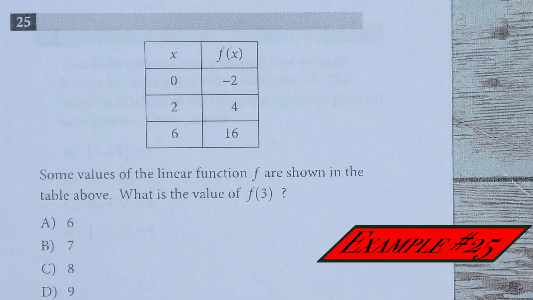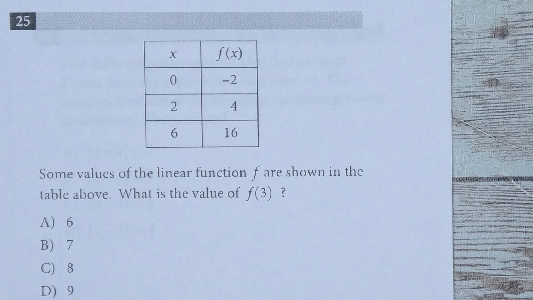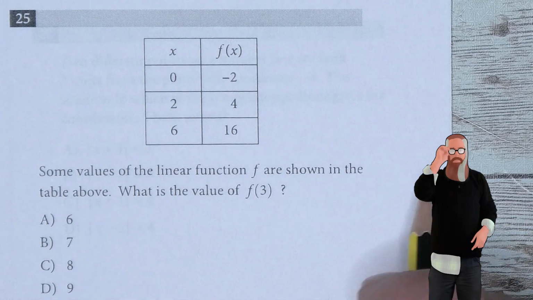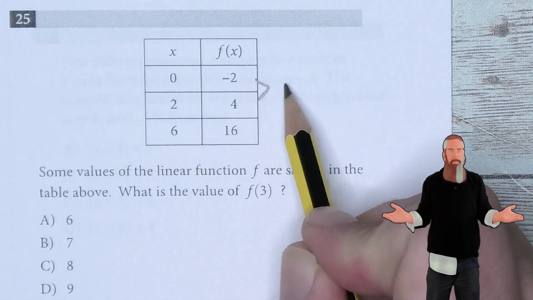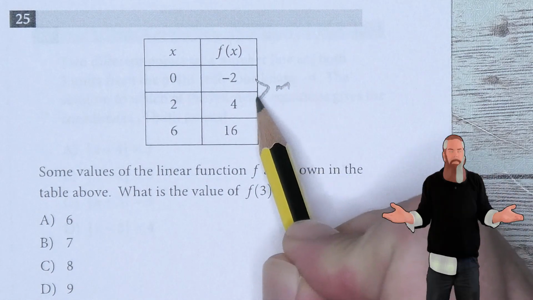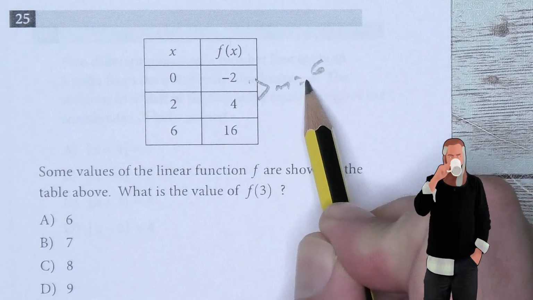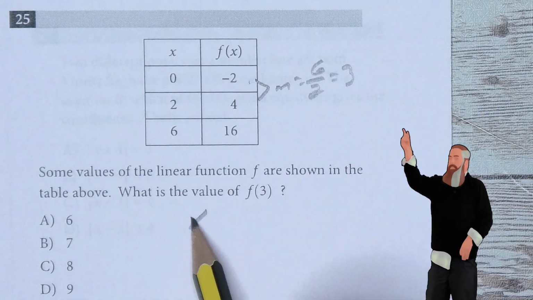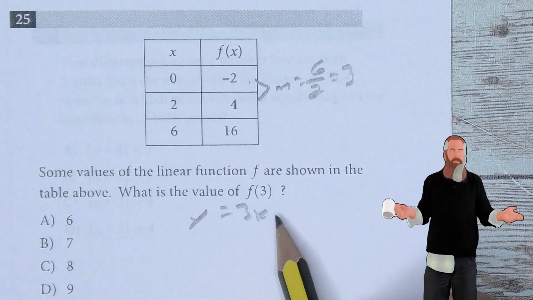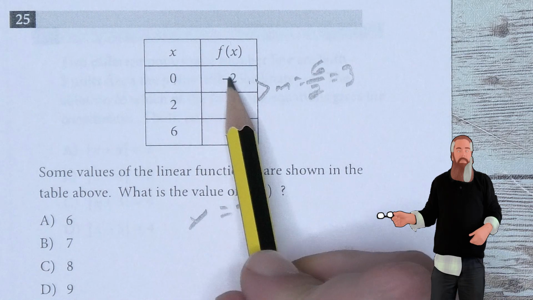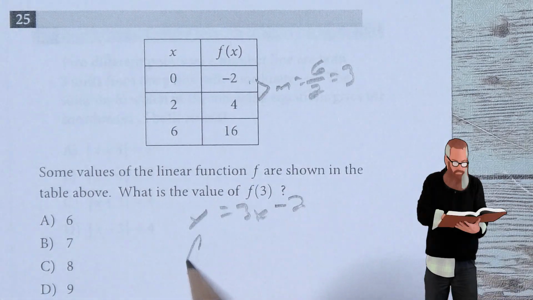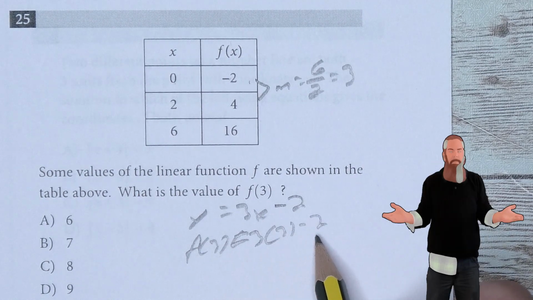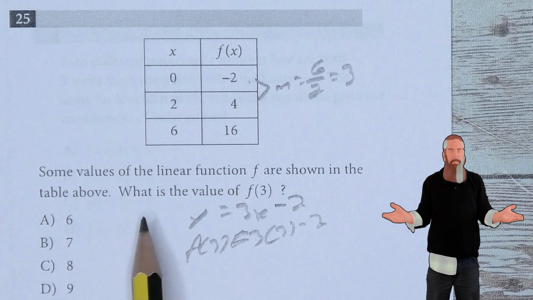Some values of the linear function f are shown in the table above. What is the value of f of 3? So we want to find the y equals mx plus b form of this equation, which means we want to find what the slope is. The slope here is a change in y of 6 over a change in x of 2, so we get a slope of 3. So we have y equals 3x. Now we need a b value, but b occurs when x is 0, so we have minus 2. That means that f of 3 is 3 times 3 minus 2, or 9 minus 2, which is 7.